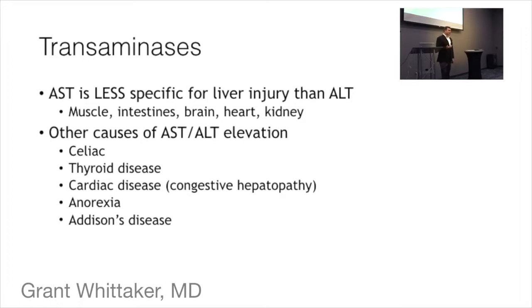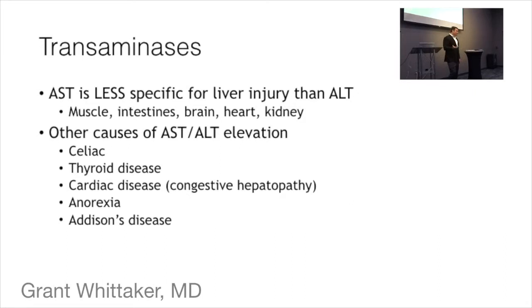Rhabdomyolysis is the example I get in the hospital a lot. Someone's found down and their AST is very high. All the other liver tests are normal. It's probably rhabdo. It's not a liver injury. But it can also be released from the intestines. We'll often get consulted for someone who has acute gastroenteritis type symptoms. They're throwing up, they have diarrhea.